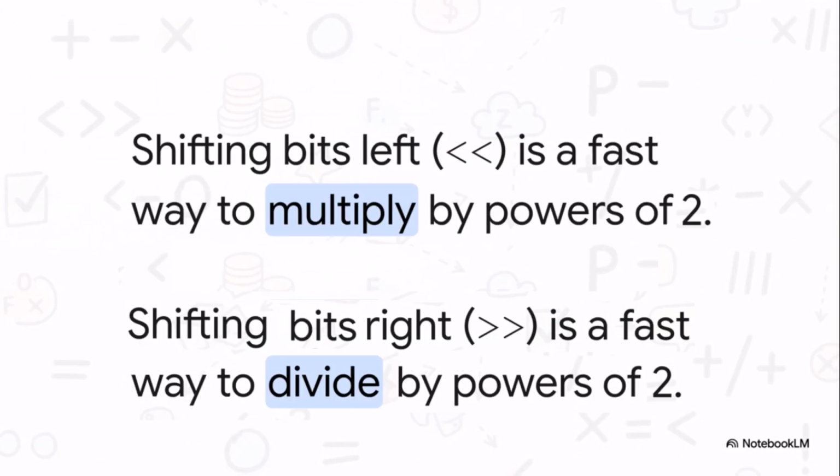And finally, you have these shift operators. They do exactly what they sound like. They literally take all the bits in a number and shift them to the left or to the right. And it just so happens that shifting all the bits to the left is an incredibly fast way to multiply a number by powers of 2, and shifting to the right is a super fast way to divide. It's a neat low-level optimization trick that's built right into the language.